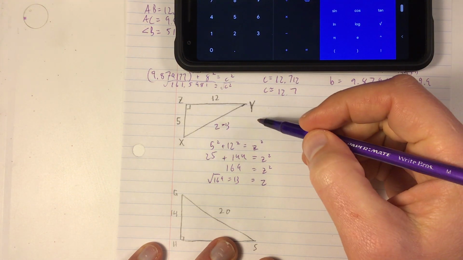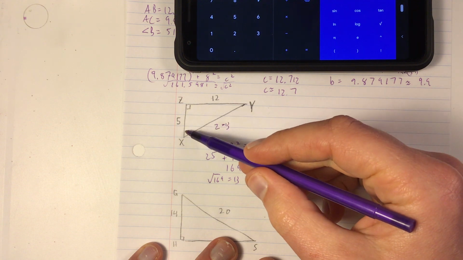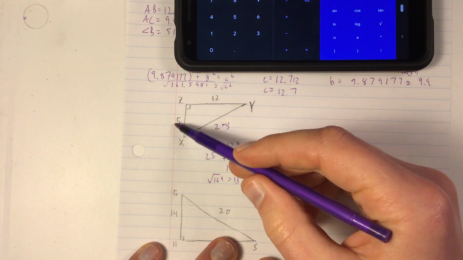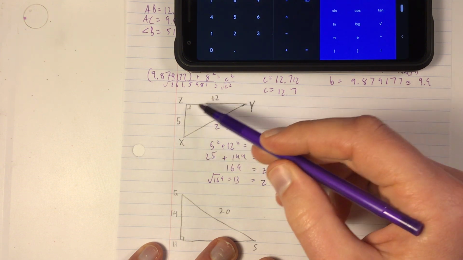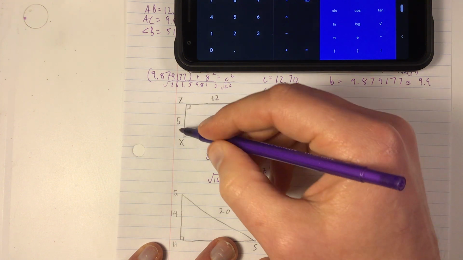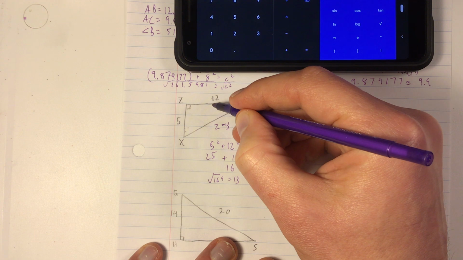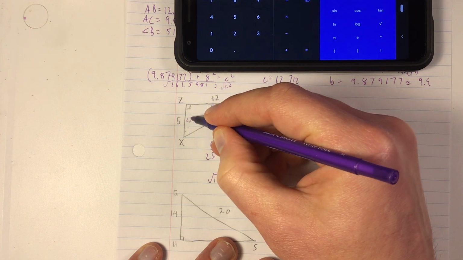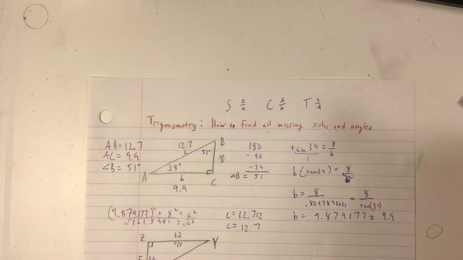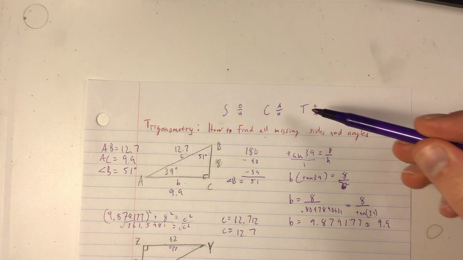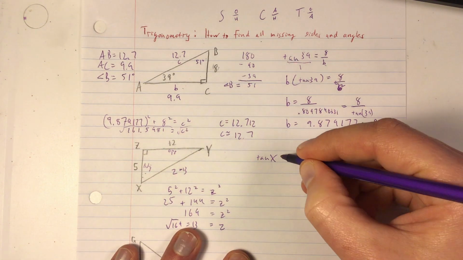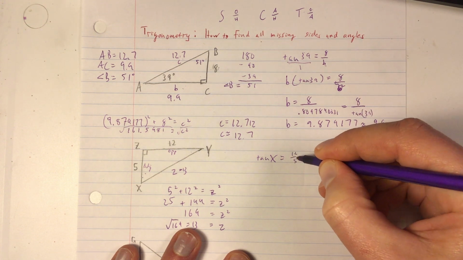All right, so now we got to find the missing angles. Well, we got to choose which one do we want to find first, angle X or angle Y. Doesn't really matter. I'm going to use the two sides that they gave me because these are perfect and there was no rounding done. So I'm going to do X first. So for angle X, this is the opposite side. This is the adjacent side. So let's check with SOHCAHTOA. If I've got the opposite and adjacent, I need tangent. So the tangent of angle X is equal to 12 over 5.